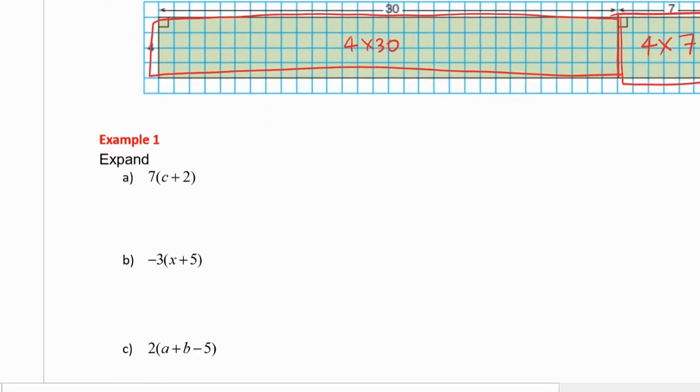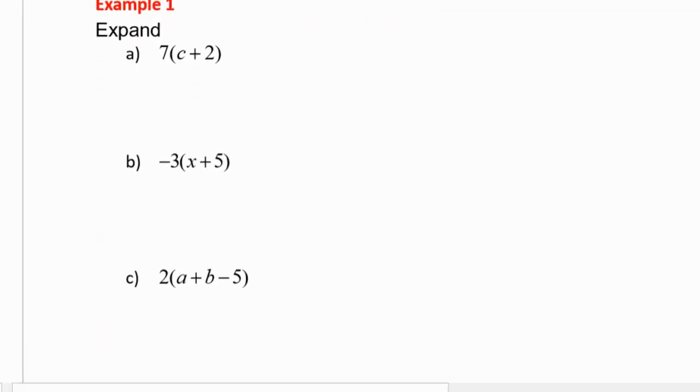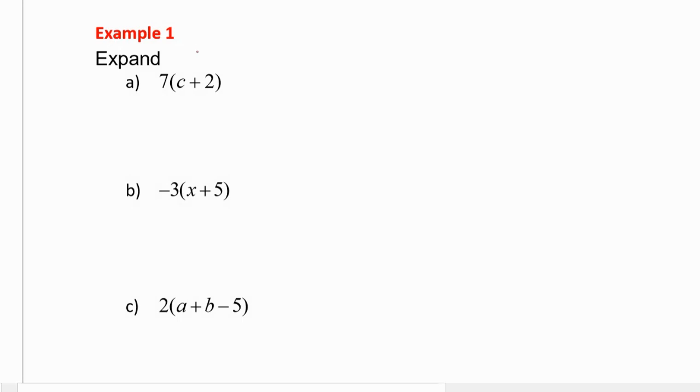Okay? I want you to look at example 1. The question asks you to expand the bracket. Okay? So when you have this, what you have to remember is there is always a hidden multiplication in between the number and the bracket. Alright? So multiplication is hiding. Don't forget that.